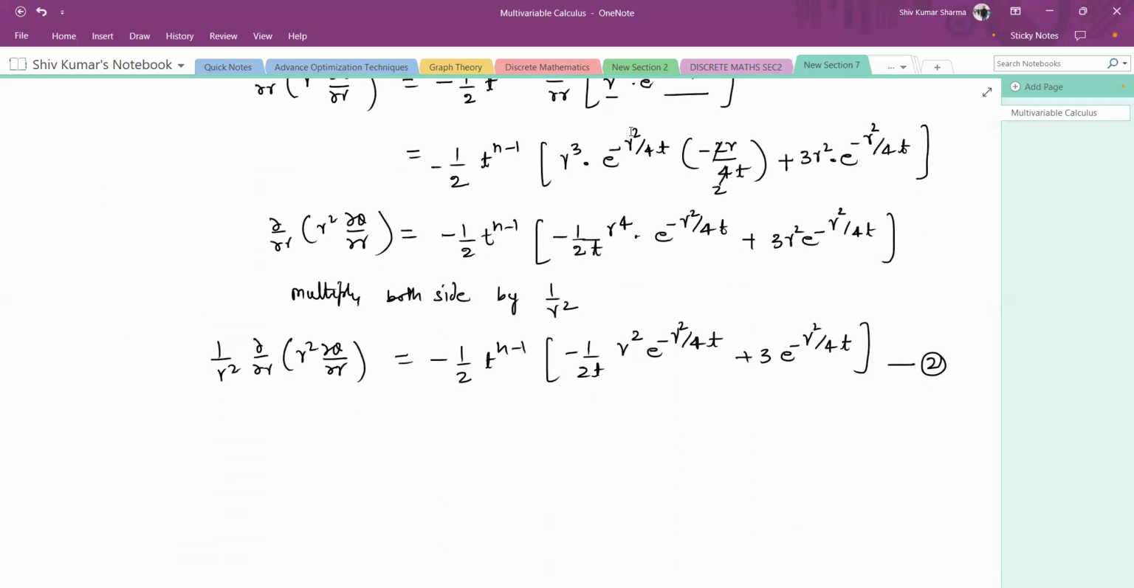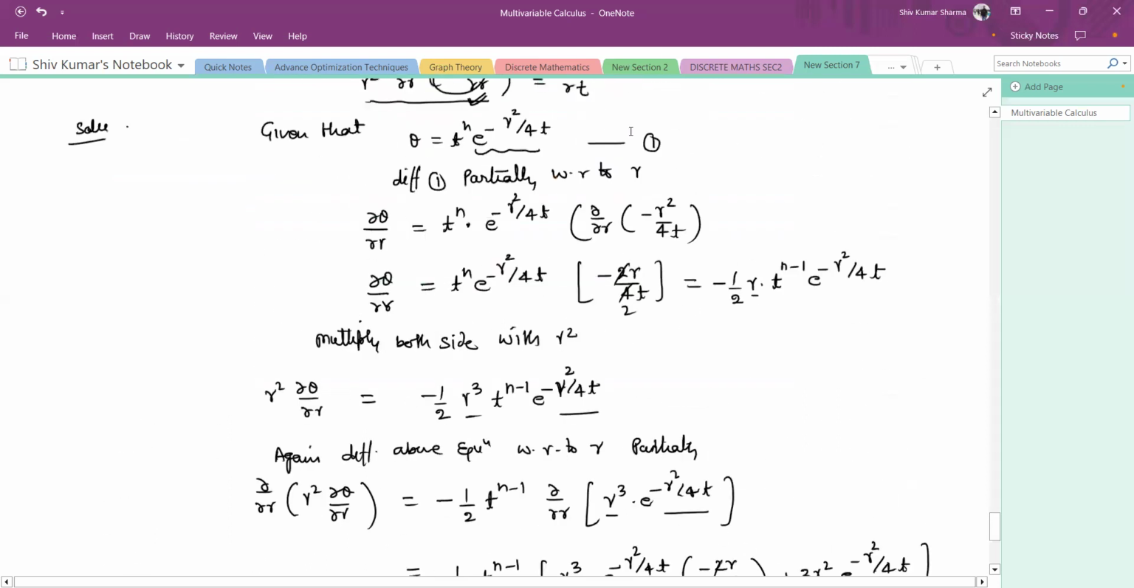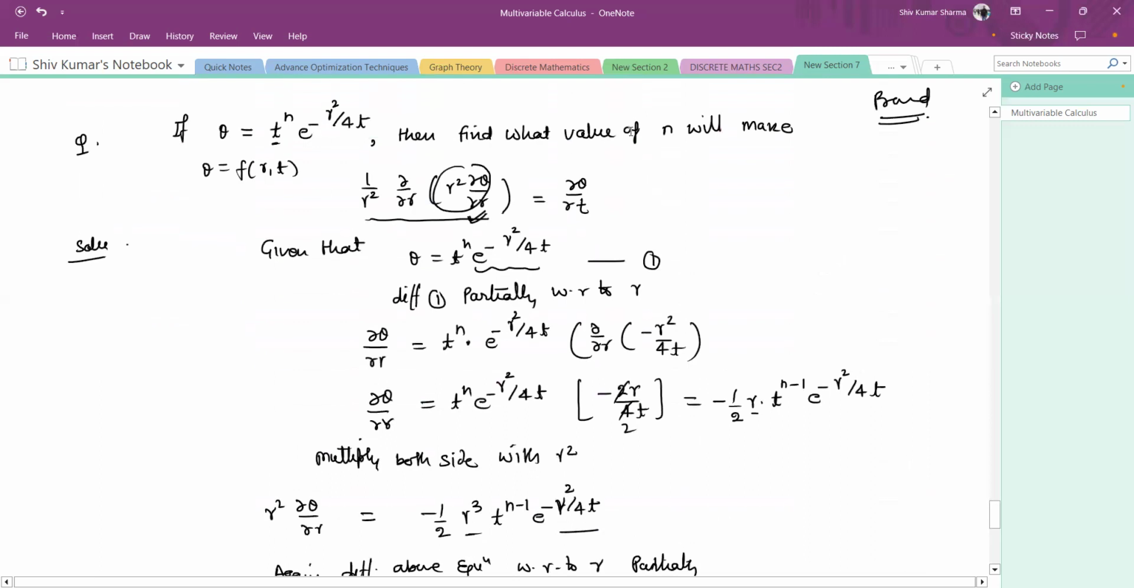Now we do the RHS. So this is our LHS part. Okay. So now we do the RHS. RHS means we have to calculate del theta upon del t. So we differentiate it partially with respect to t. So we write del theta upon del t is equal to. So we see that there are two terms of t here, so we use the product rule.